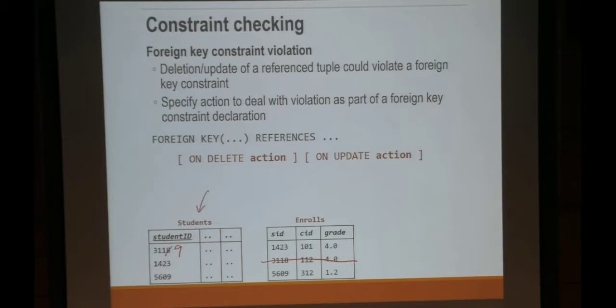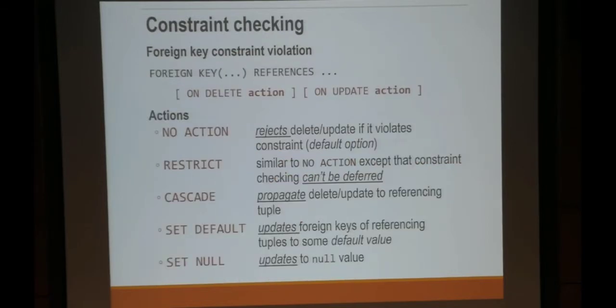Okay? What can I do with that? What I can do is specify what to do on these kinds of operations. If I try to delete something, I can specify an action. If I update the value from 3118 to 3119, I can specify what's going to happen. And that is going to be specified by my action. The actions are limited. These are the possible actions. The default is going to be no action, which means that you're just going to reject whatever updates or insertions you make.